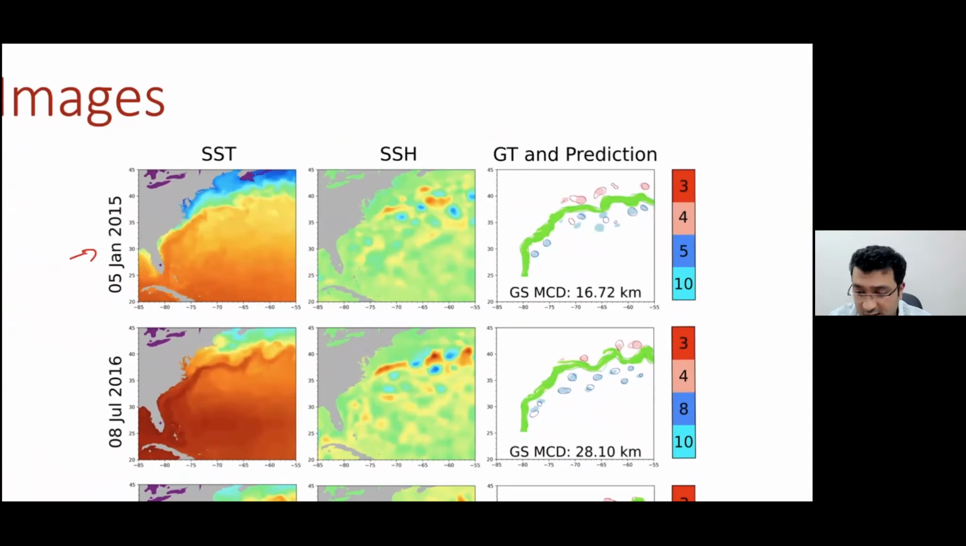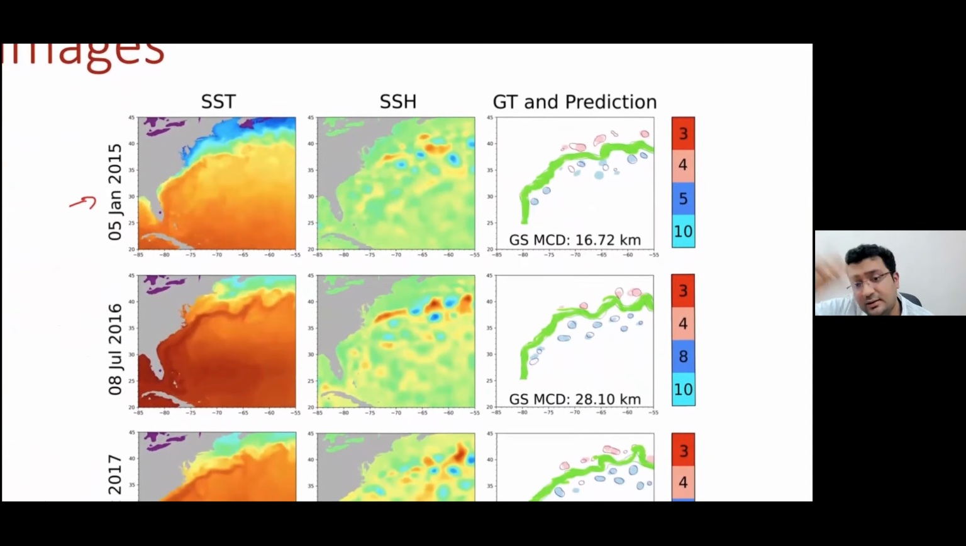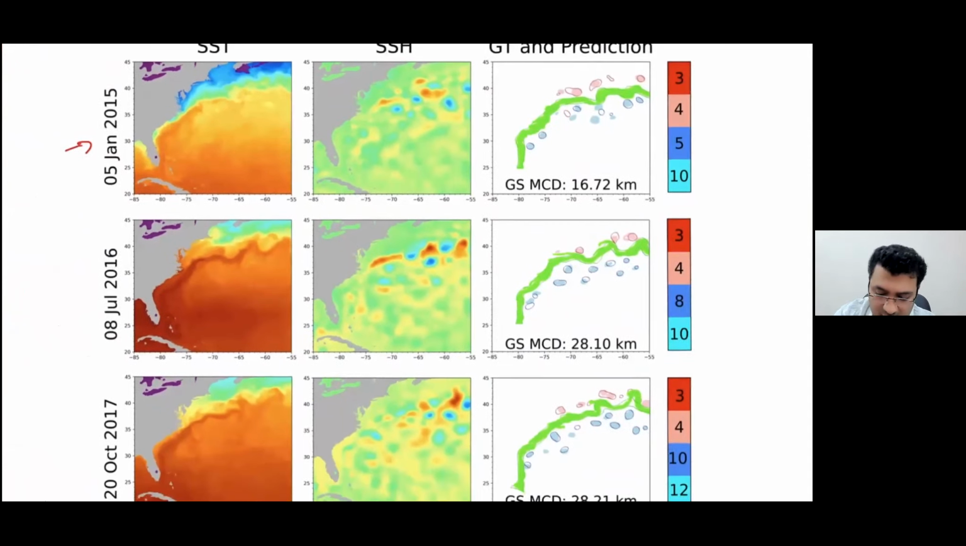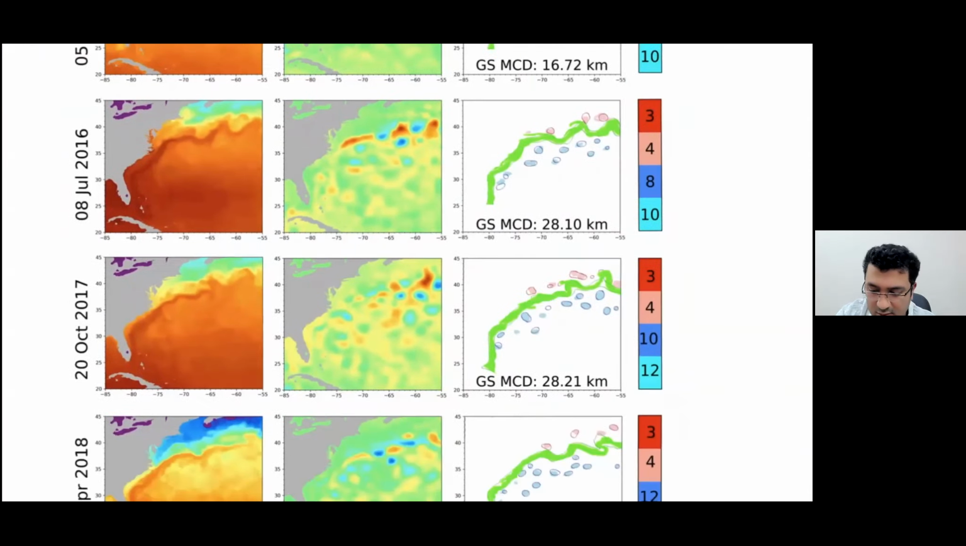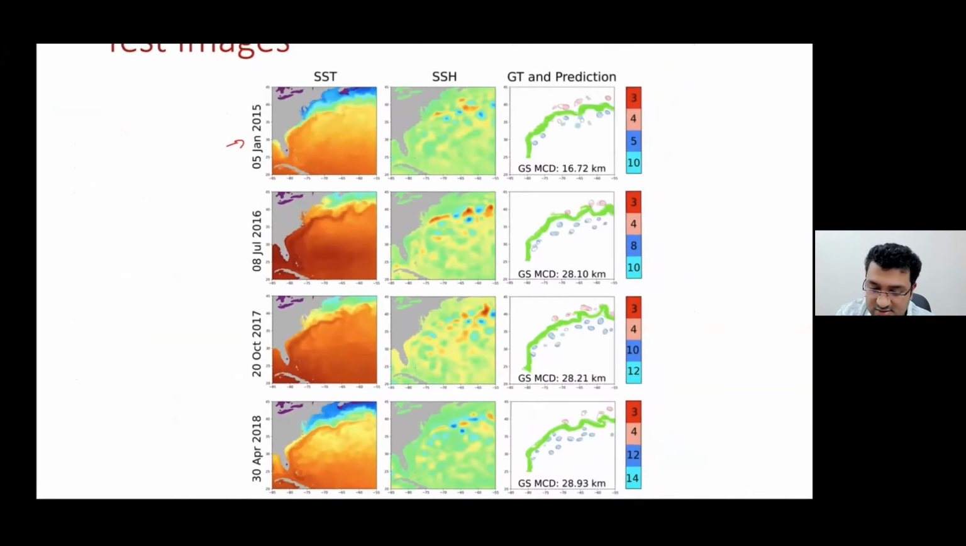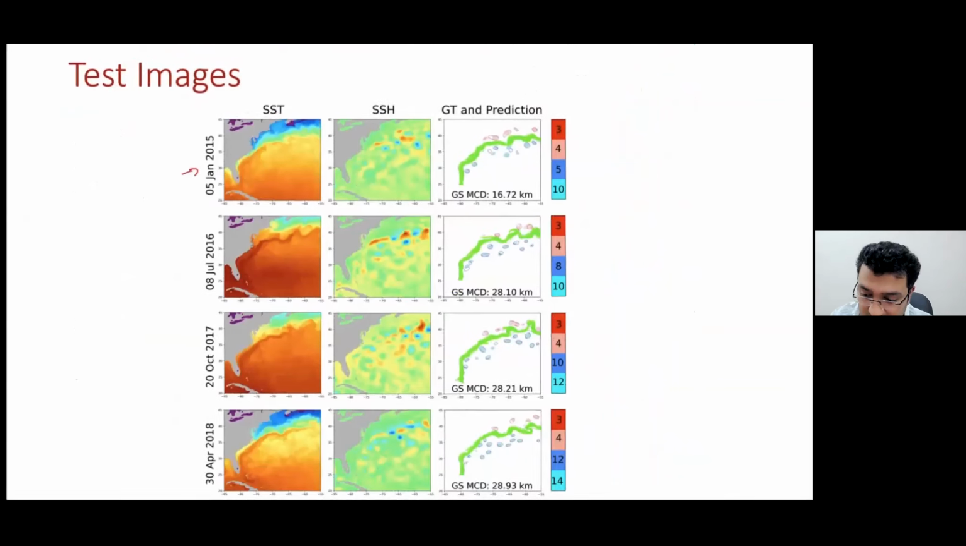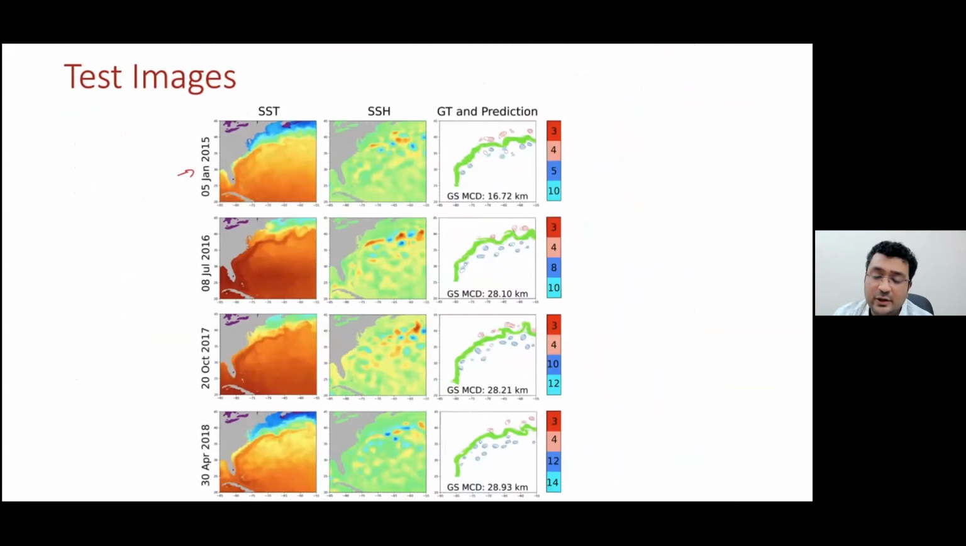And this is the state of the art in predicting the length of the Gulf Stream and the meanders. All of that was extremely well captured in winter months, in summer months, in fall, and in spring, across years. So these are test images. And of course, we were not satisfied.